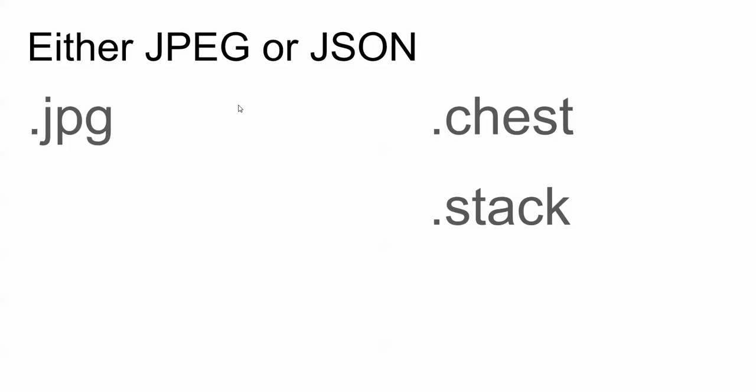All right, so let's talk about the files that CloudCoins uses. Basically, we only have 3 file extensions right now. One is a .jpeg, which is of course a JPEG image. And the other ones are JSON files, and there's a .chest and a .stack.